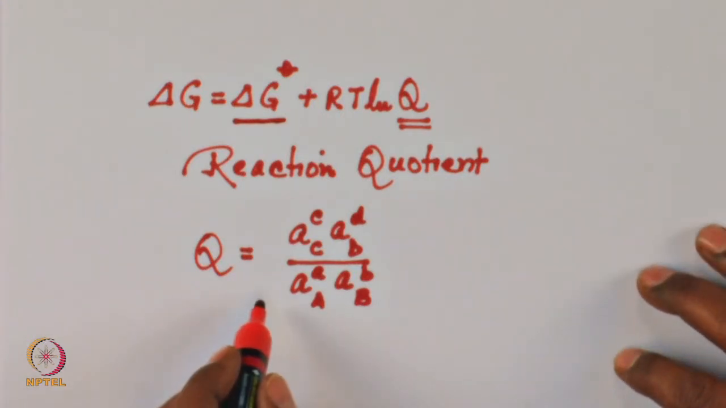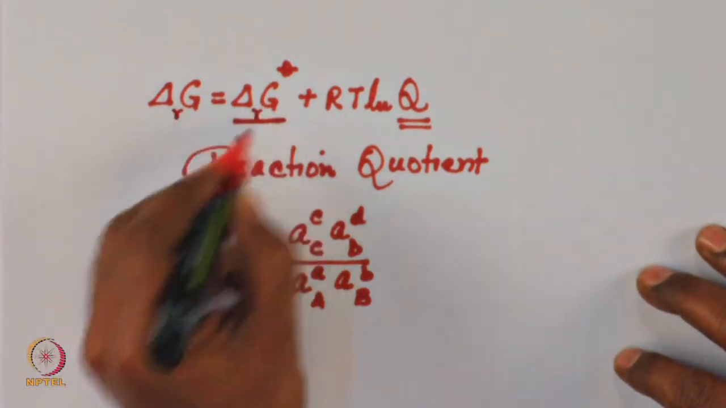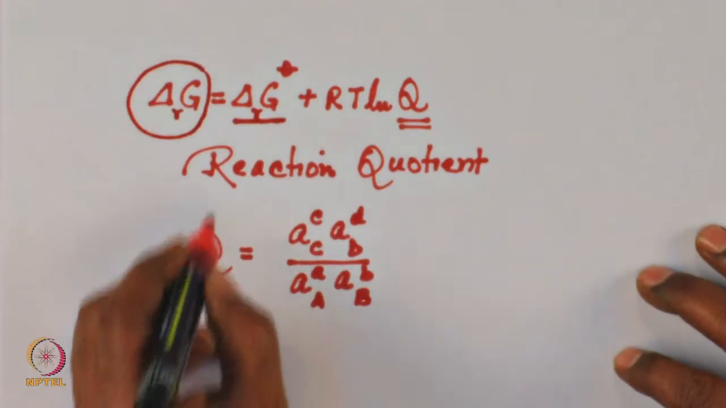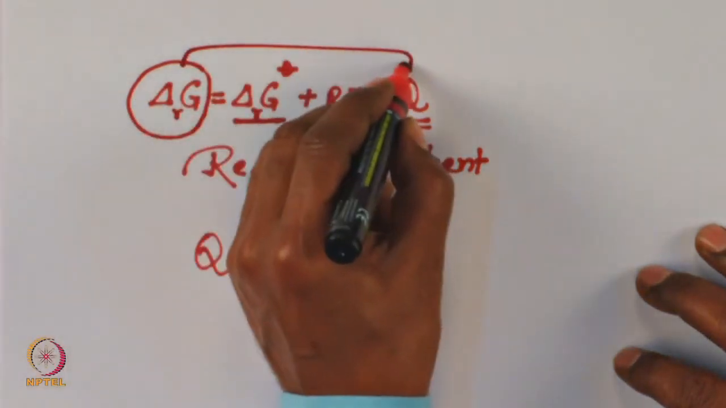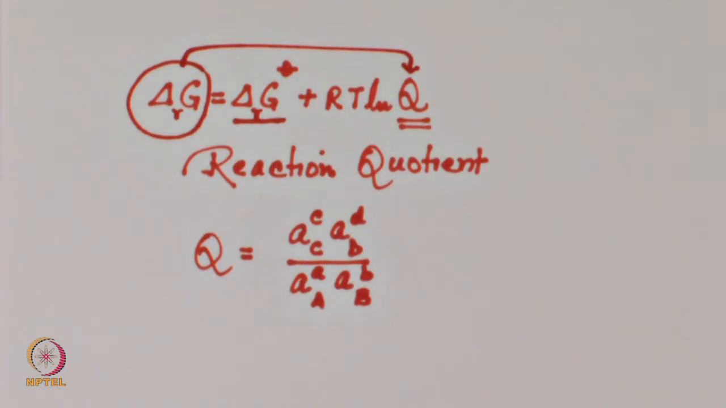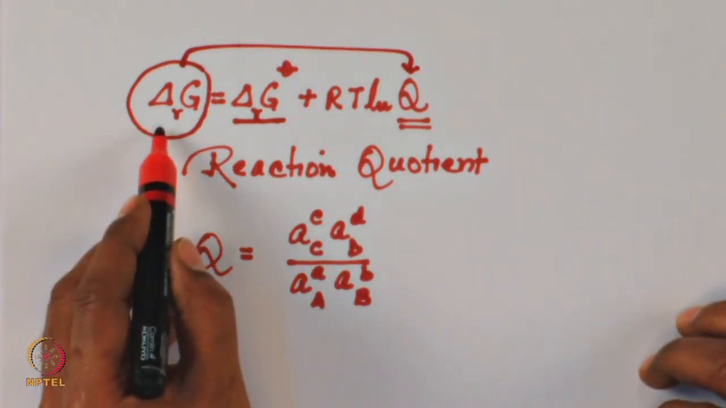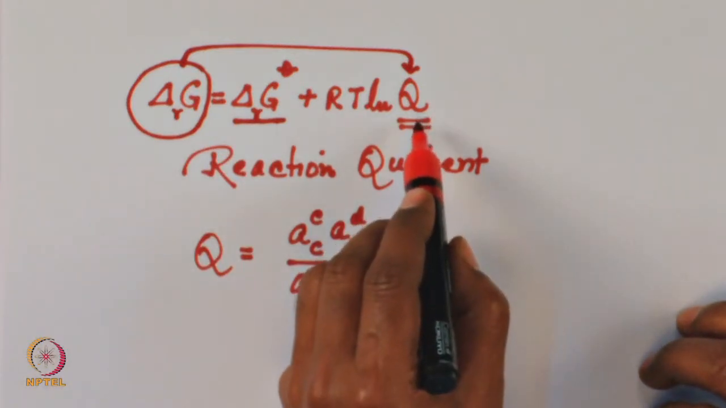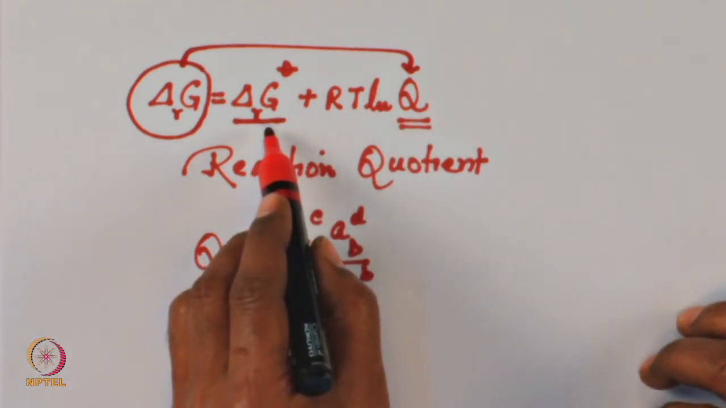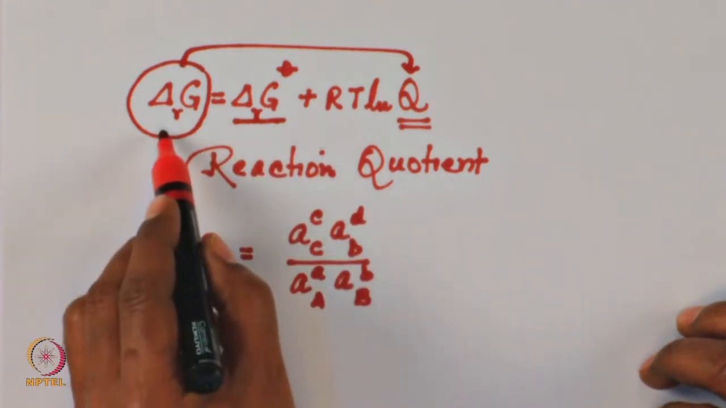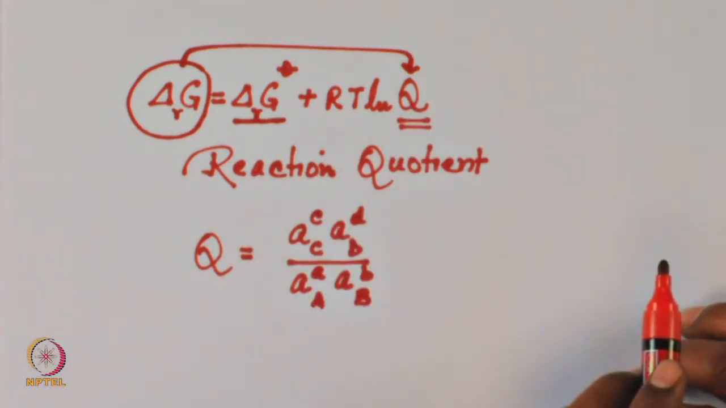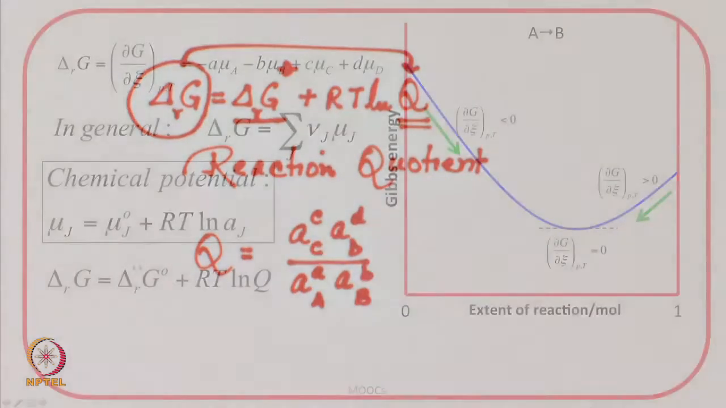That means, if I put also R, this slope will depend upon the value of Q. The spontaneity of the reaction will depend upon the reaction quotient, and the reaction quotient represents the composition of the given reaction. Since delta R G naught is constant at a given temperature, the spontaneity of a process will depend upon the reaction quotient. Okay, let us go to the slide now.